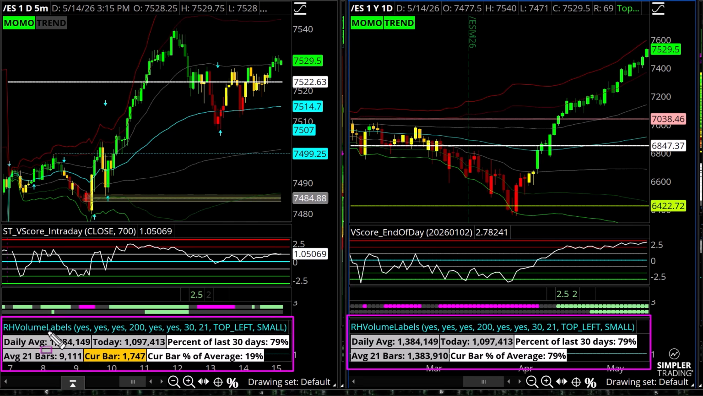What is the daily average for volume on the S&P? What is today's current volume? If you've ever heard someone say, there's low volume today, based on what? The last 2 days? Compared to this morning? Compared to the last year?